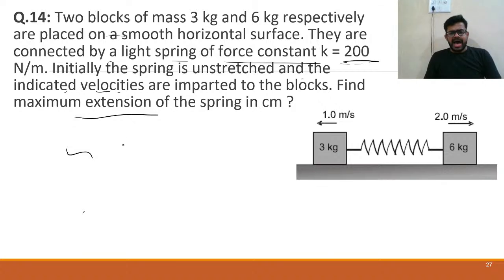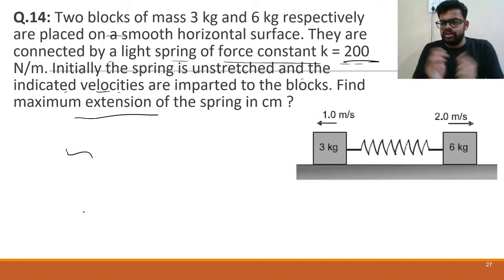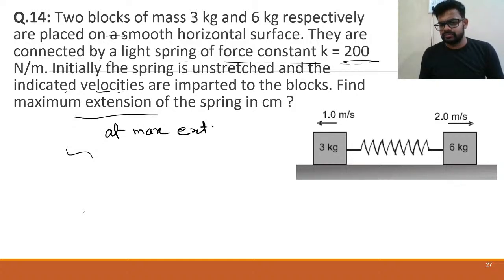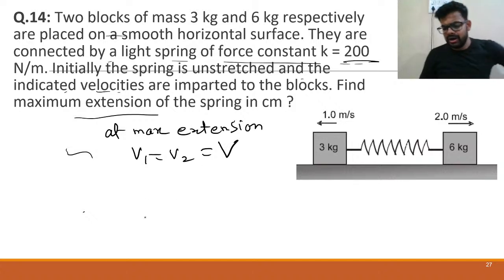So simply speaking, I will use what I know at maximum extension. Listen, at maximum extension, what will happen? The relative velocity of both the blocks will become zero. Means velocity of first block will be equal to velocity of second block. So I will say at maximum extension, V1 will be equal to V2 and I am considering that is V. Remember, if the relative velocity is 0, then we will say what, the spring is at maximum extension. That's all. So at maximum extension, relative velocity always becomes 0.